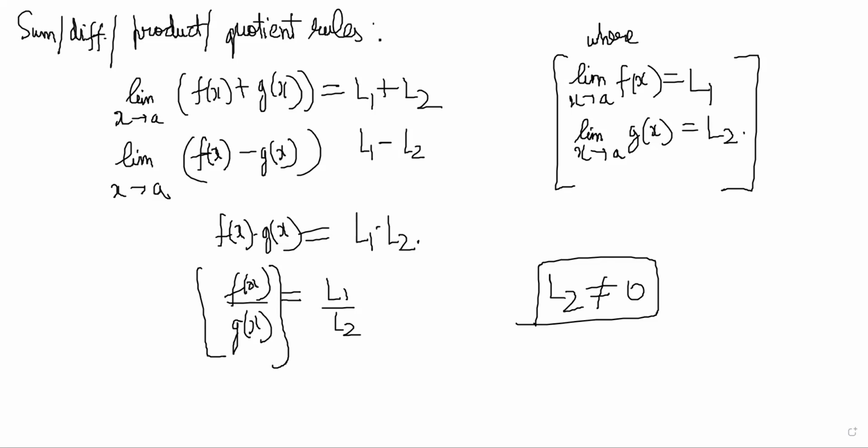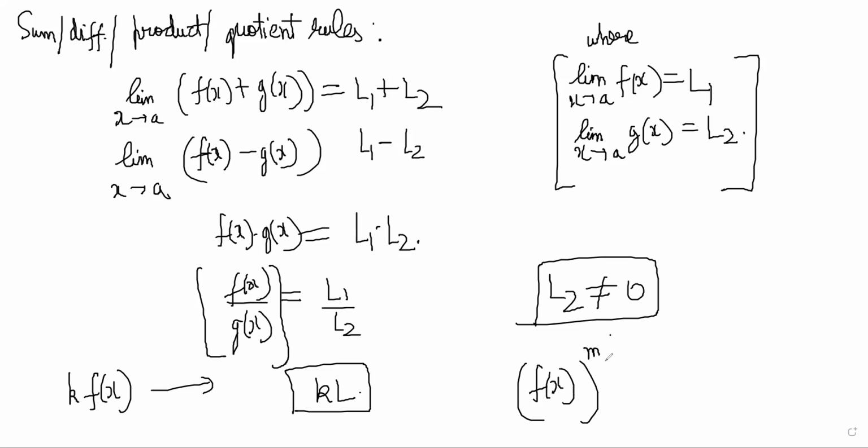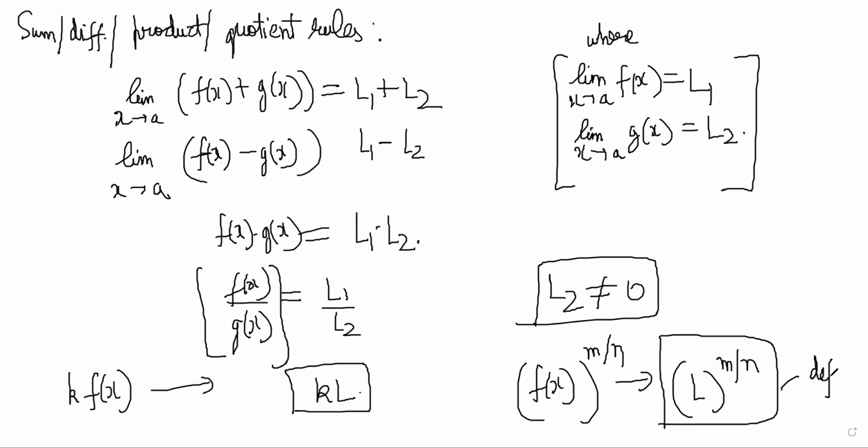So you also have a constant multiple rule. If you have k times fx, the limit of that should be k times L, right? And suppose you have fx to the power m by n, the limit should be L to the power m by n, as long as this is defined. It should not be something like L to the power 0 by 0. That doesn't make any sense, right? So that's fine.